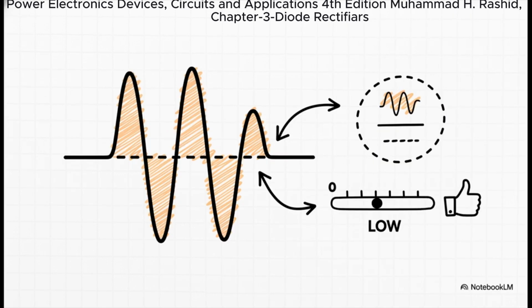And then there's the ripple factor. This one directly measures that bumpy output we were just looking at. It's basically a ratio of the bad stuff, that unwanted AC ripple, to the good stuff, the DC voltage we actually want. So, for that nice, smooth, clean DC output that our electronics love, we want this number to be as low as possible. Ideally, 0.